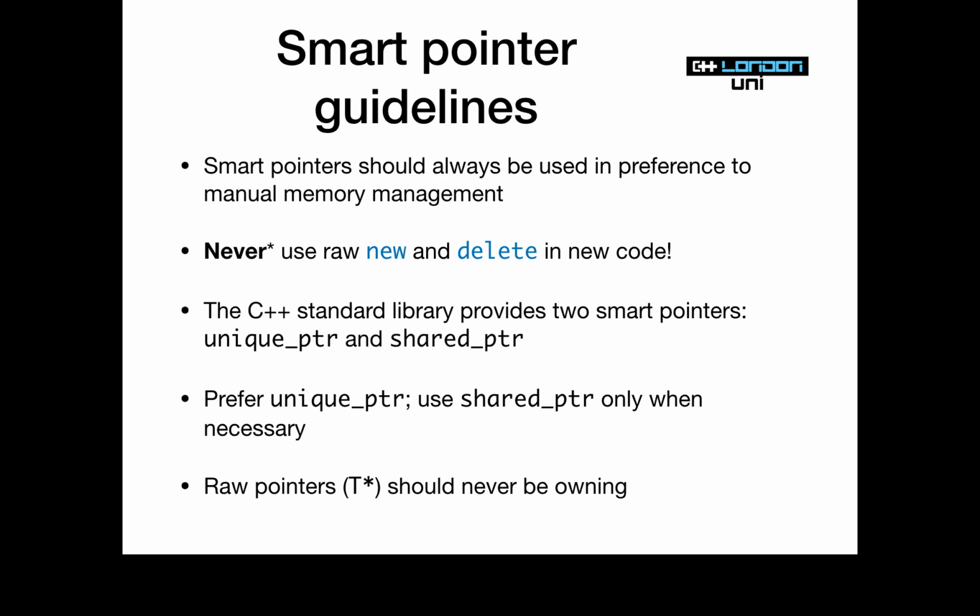And the last point is that in new code, whenever you see T star, that is, whenever you see a raw pointer, a language pointer, that should never be what we call owning. Because we're never using new and delete, we never have to call delete on a pointer. This raw pointer never owns a resource. We might still have them in our code, but they don't own things. They just point to something.